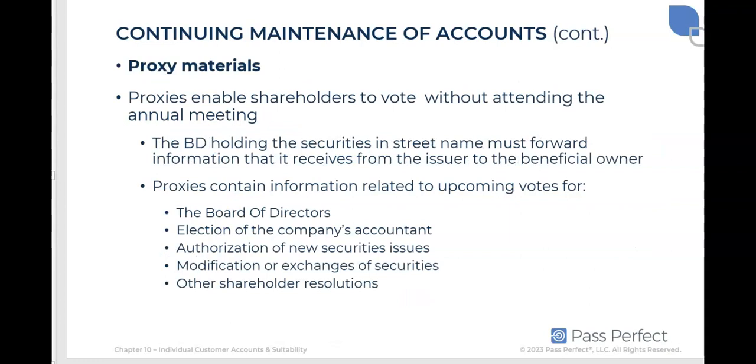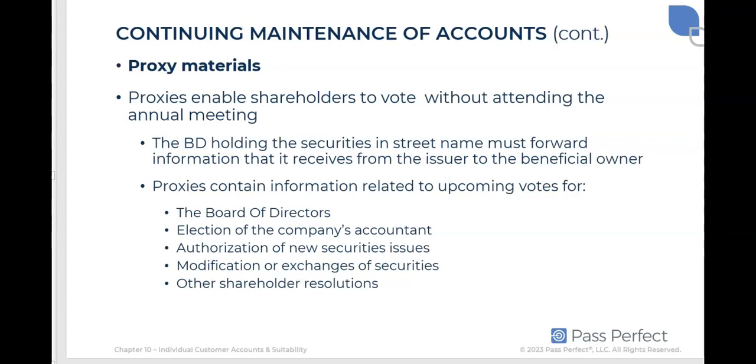Proxies. Most of us, as a shareholder, as an owner of stocks, are a part owner of the corporation, and you get to vote on certain things. So some things come to a shareholder vote. The vote is handled at the annual shareholder meeting, but not everybody can make it to the meeting. So most of the voting is done by proxy. Think of that as an absentee ballot.